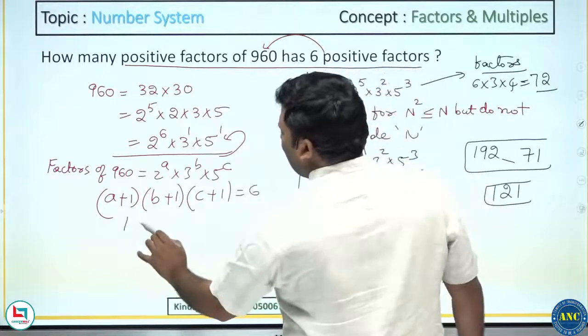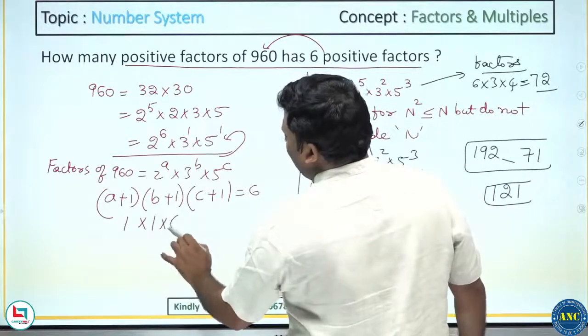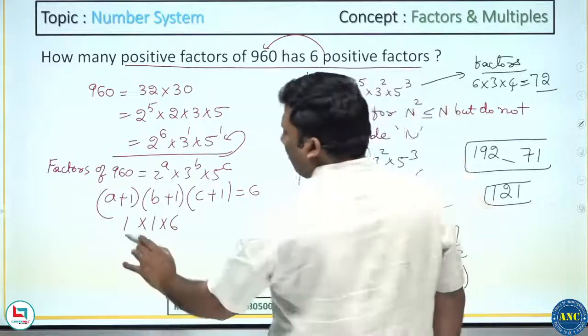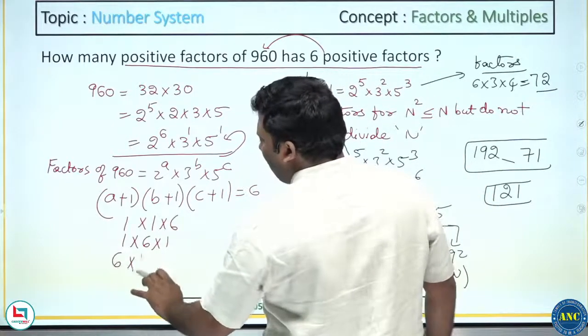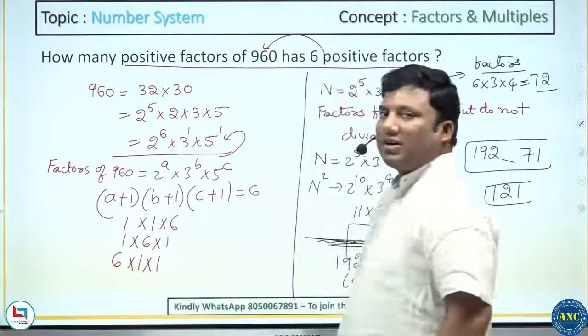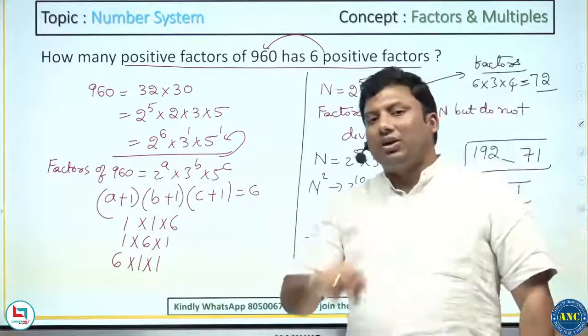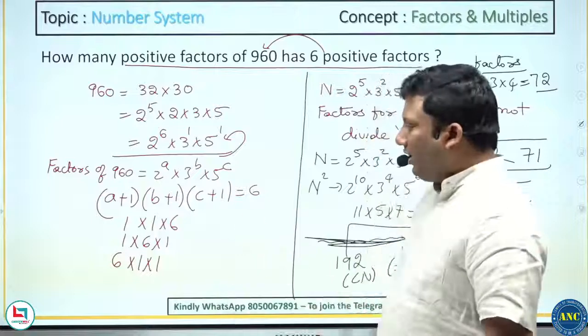6 factors. Now see here. 1 into 1 into 6. 1 into 6 into 1. 6 into 1 into 1. 1, 1, 6 can be arranged in 3 factorial by 2 factorial, 3 cases.